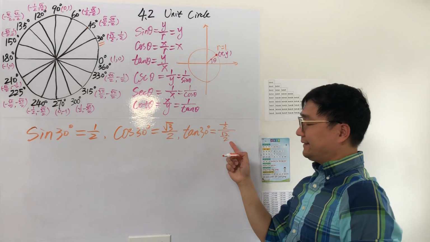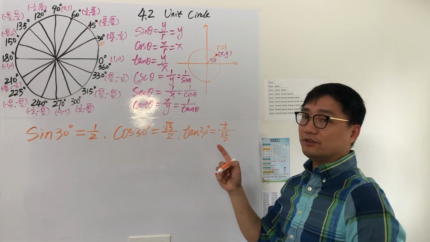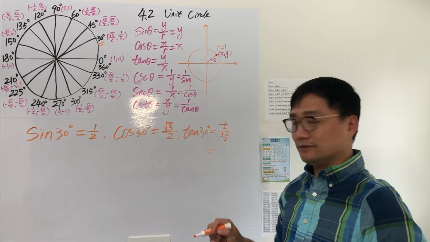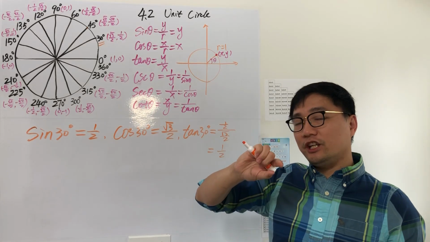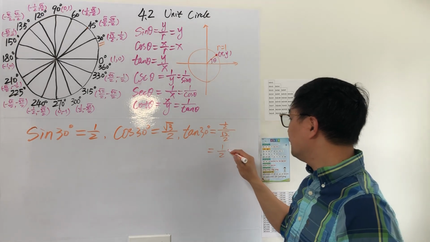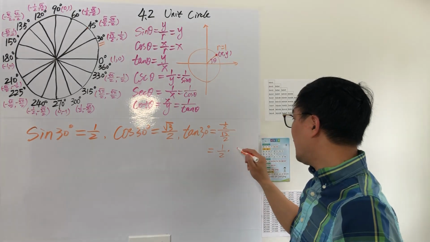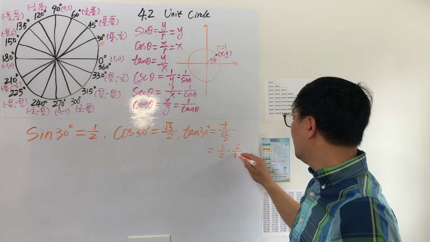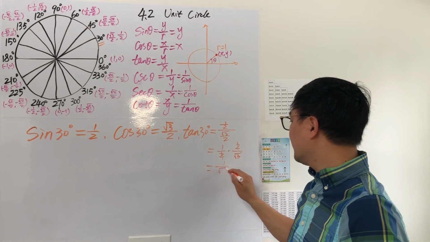This is not the final answer because there's a fraction over a fraction, and you have to simplify to find the final answer. How do we simplify a fraction over a fraction? Fraction over fraction you can change to multiplication. 1/2 divided by radical 3 over 2 changes to times the reciprocal, the flip. That means you change to times 2 over radical 3, and then cancel out the 2. You get 1 over radical 3.